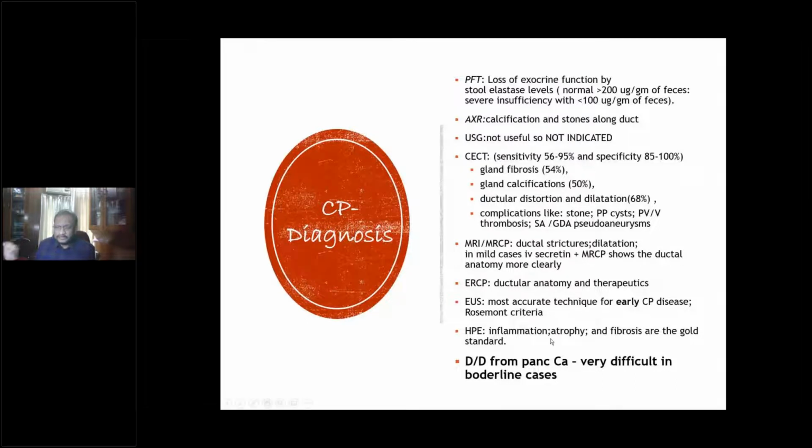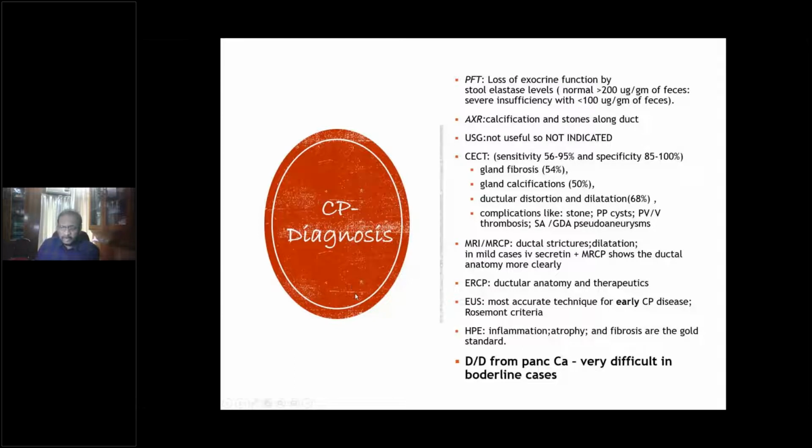Ultimately, a histopathologic examination is mandatory in chronic pancreatitis, especially in those patients where you would like to differentiate from a pancreatic cancer. I would like to strike out my word mandatory. It is not mandatory, but it would be better if you have it, but it's not mandatory. Remember that. So, what is it going to show you? Inflammation, atrophy, and fibrosis are the gold standard of chronic pancreatitis.